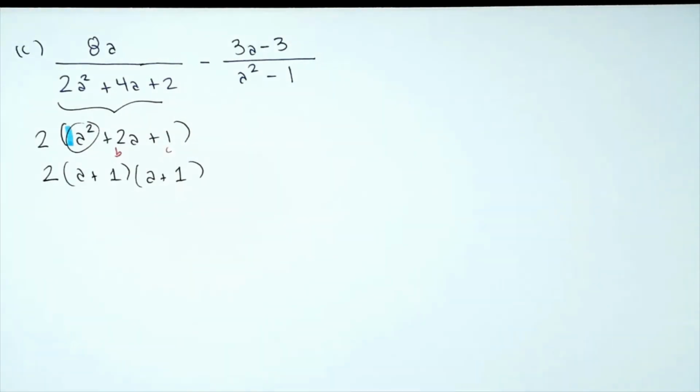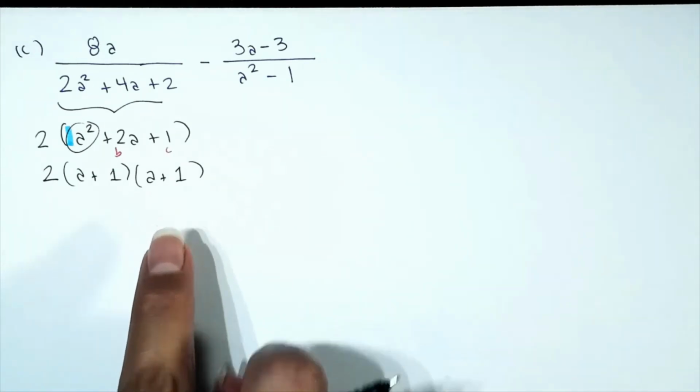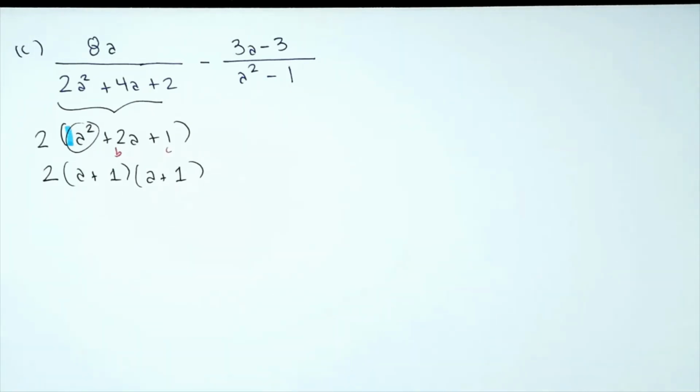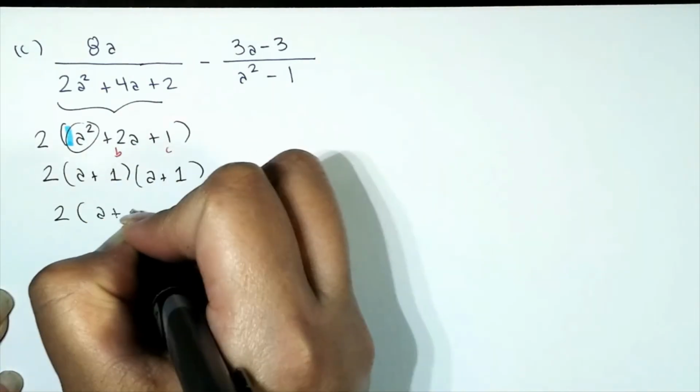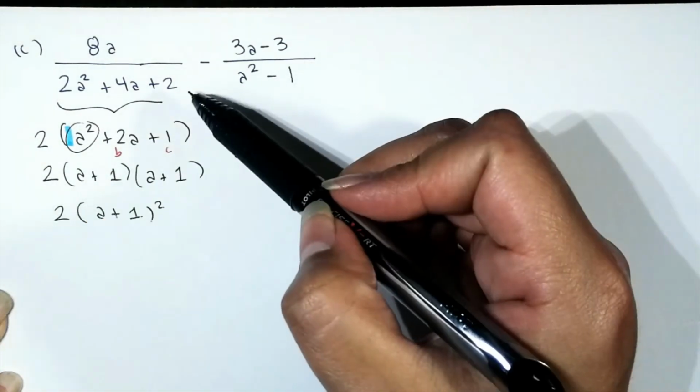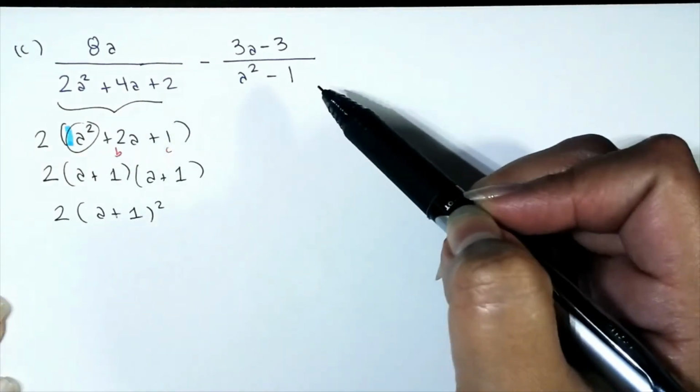Under normal circumstances, I wouldn't take the extra step to write exponents for repeated factors, but because we want to find the LCD, I don't want to confuse myself, so I will be using exponents for repeated factors. So we're going to write this as 2 times the square of a plus 1. So one denominator factored completely, one more to go.